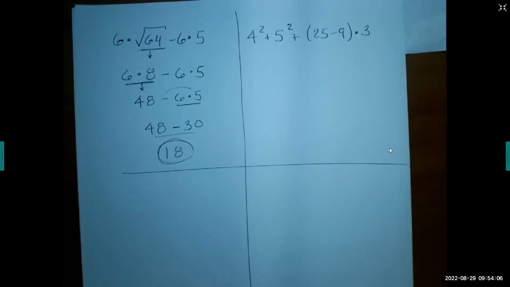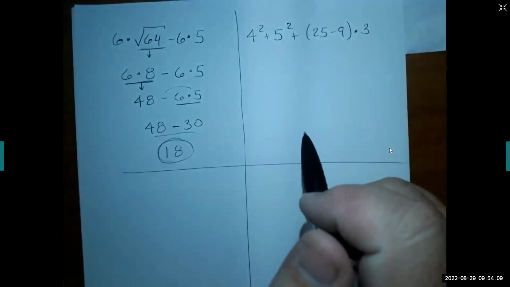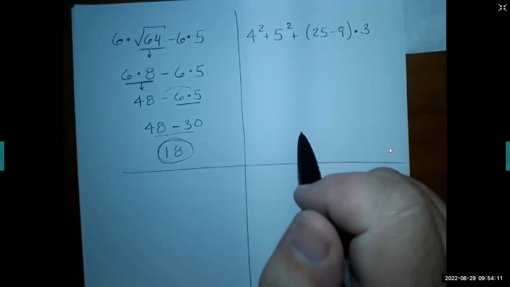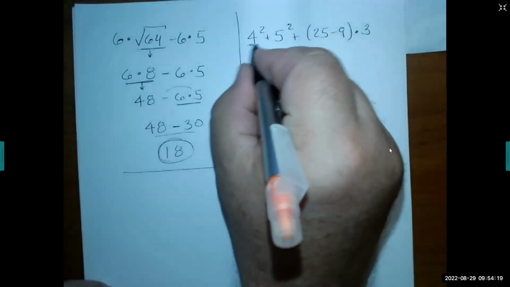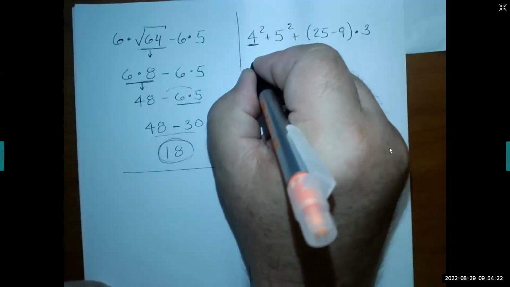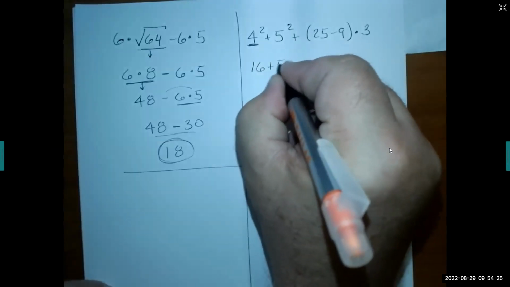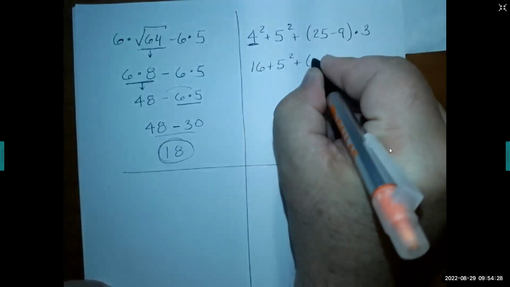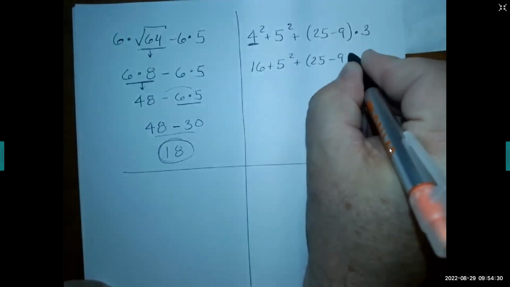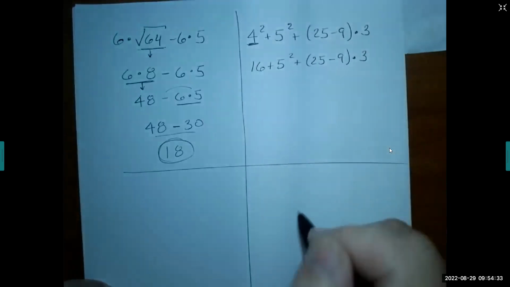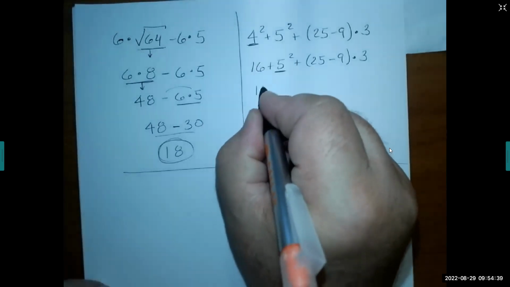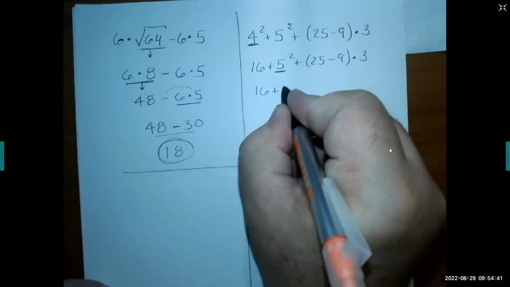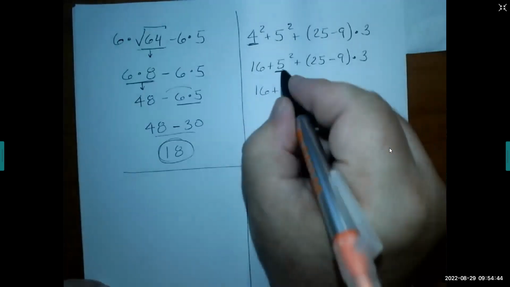Okay. So look at this one. What do you do first here? Yeah, do the exponent, because exponents and parentheses are on the same level, they're special operations. So 4 squared is 16. Left to right. Here's another exponent. We do that next. 5 squared is 25.